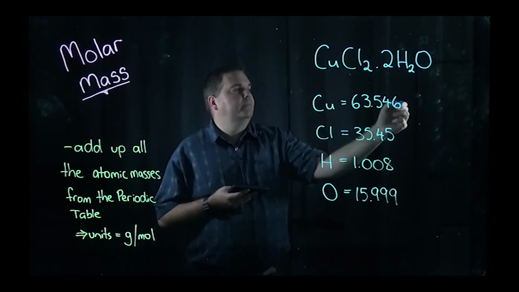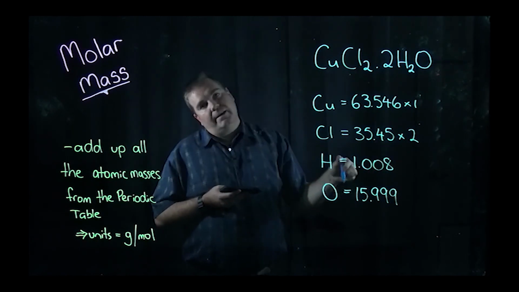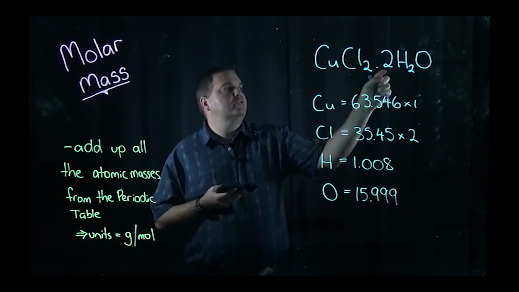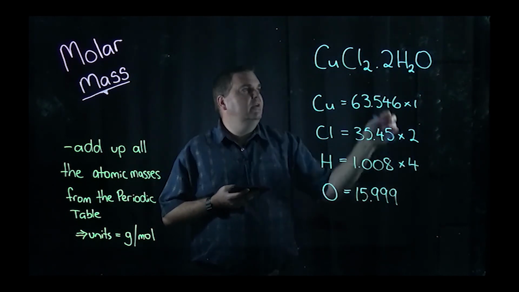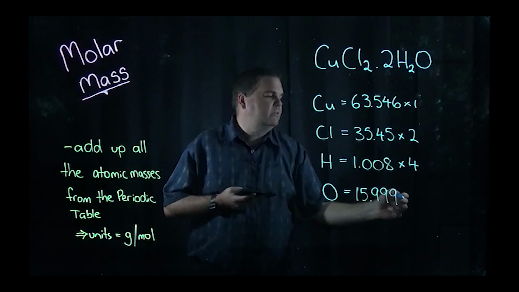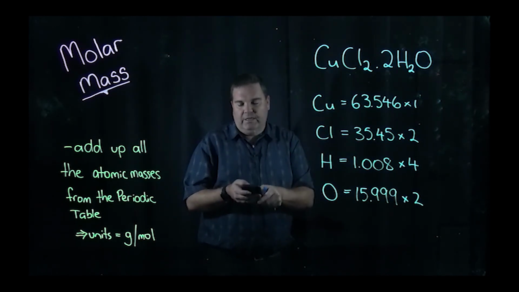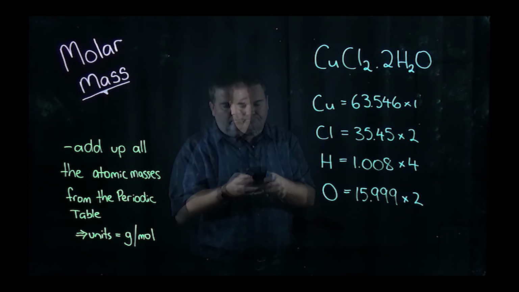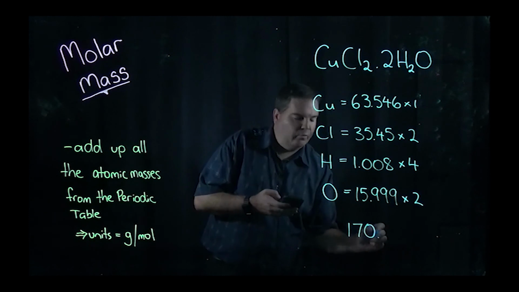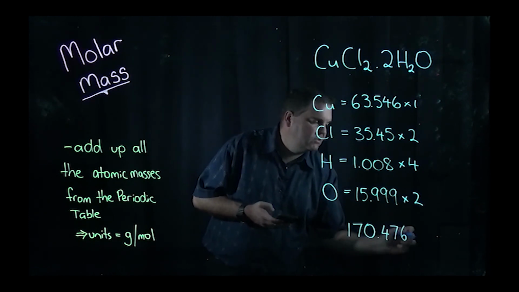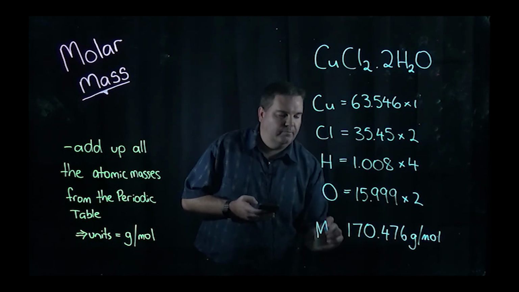Copper, we've got 1. Chlorine, we've got 2. That's pretty straightforward. Now for our water we've got 2 times 2 here, so that gives us 4 hydrogens and 2 oxygens. Now we add all of these up and we get a value of 170.476 grams per mole, and that is our molar mass.